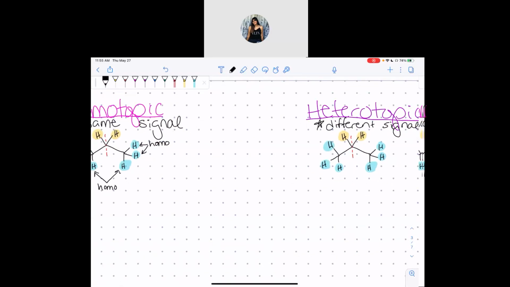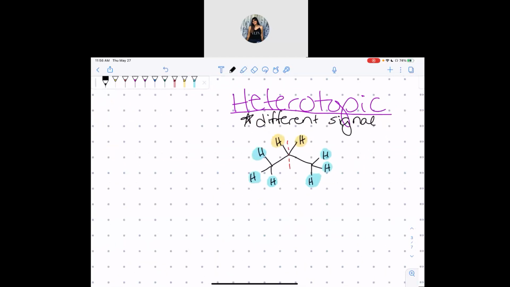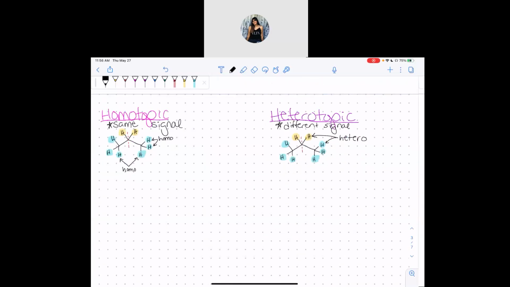All right. So if I told you homotopic is just when they're the same, can someone tell me what I can circle here as an example for heterotopic? Yeah, exactly. We can compare a yellow one to a blue one. So this hydrogen and this hydrogen are completely different from one another. One of them is a CH2, one of them is a CH3. They're just different, right? That's all we can say about it. So you're totally correct.